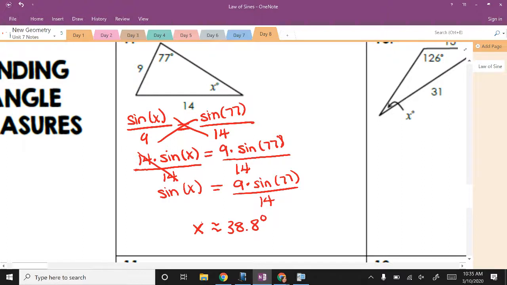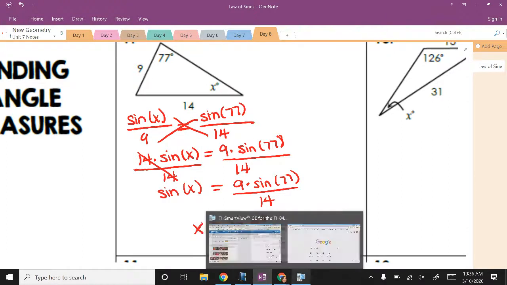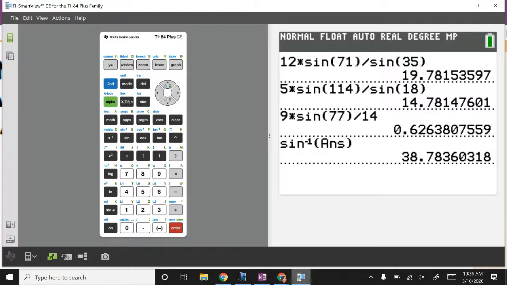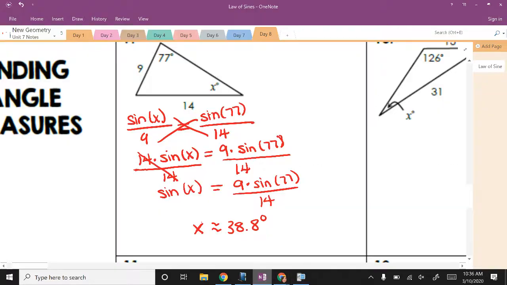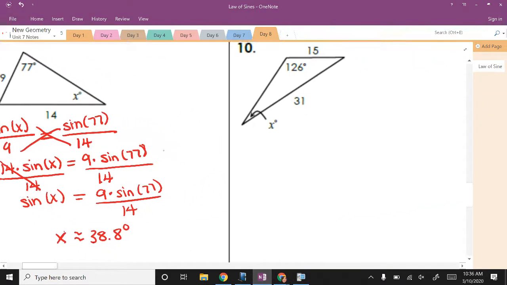So do y'all see what we did there? We typed in that fraction, 9 times sine 77 divided by 14, and that's where we got that decimal number. And then we did the inverse sine of that to get the angle measure. So second sine, second answer, saves that in. So y'all, with practice, this will be like nothing. All right, let's go ahead and do number 10.